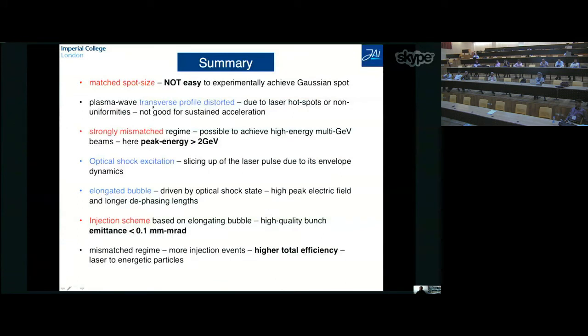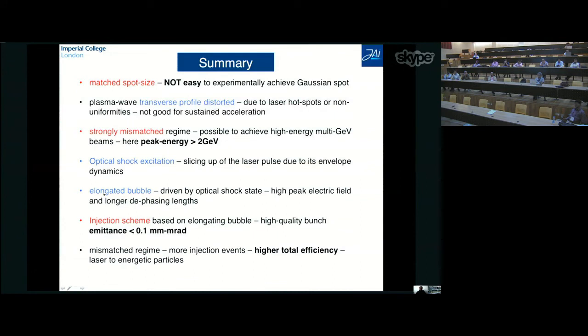It's well known that plasma wave transverse profile gets distorted if the laser profile has some hotspots and non-uniformities, and having a distorted transverse profile is not very good for sustained acceleration. So this basically tells you that if you get a perfect Gaussian spot with a matched spot size, you might be able to get to even higher energies as compared to a mismatched regime. But in this case, because of the experimental considerations, we see that the strongly mismatched regime is able to give you peak energies which are greater than 2 GeV, which is explained using an optical shock excitation, which is based on slicing up of the laser pulse due to its envelope dynamics.